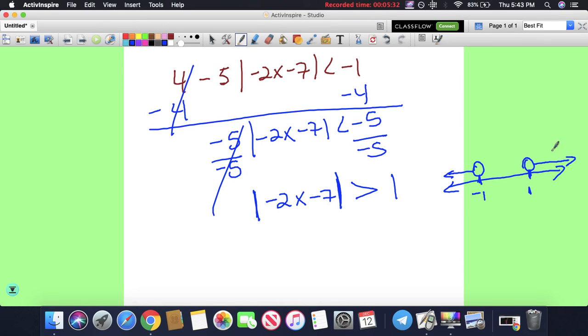So if you took the absolute value of any of those numbers, to the right of 1 or to the left of negative 1, it would hold this true. So now we've got to look for x values. What can I replace this variable with so that I can get a number that is to the right of 1 or to the left of negative 1? So when you set this up, this negative 2x minus 7 has to be greater than 1, and negative 2x minus 7 has to be less than negative 1. So this is an OR question, right?